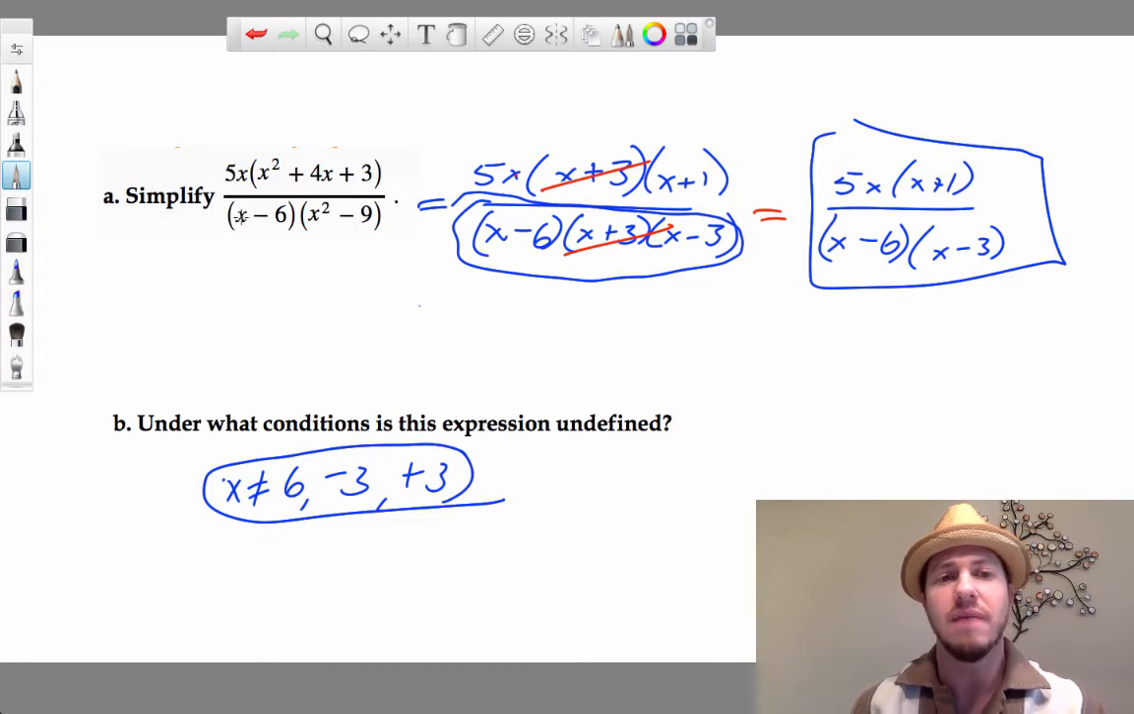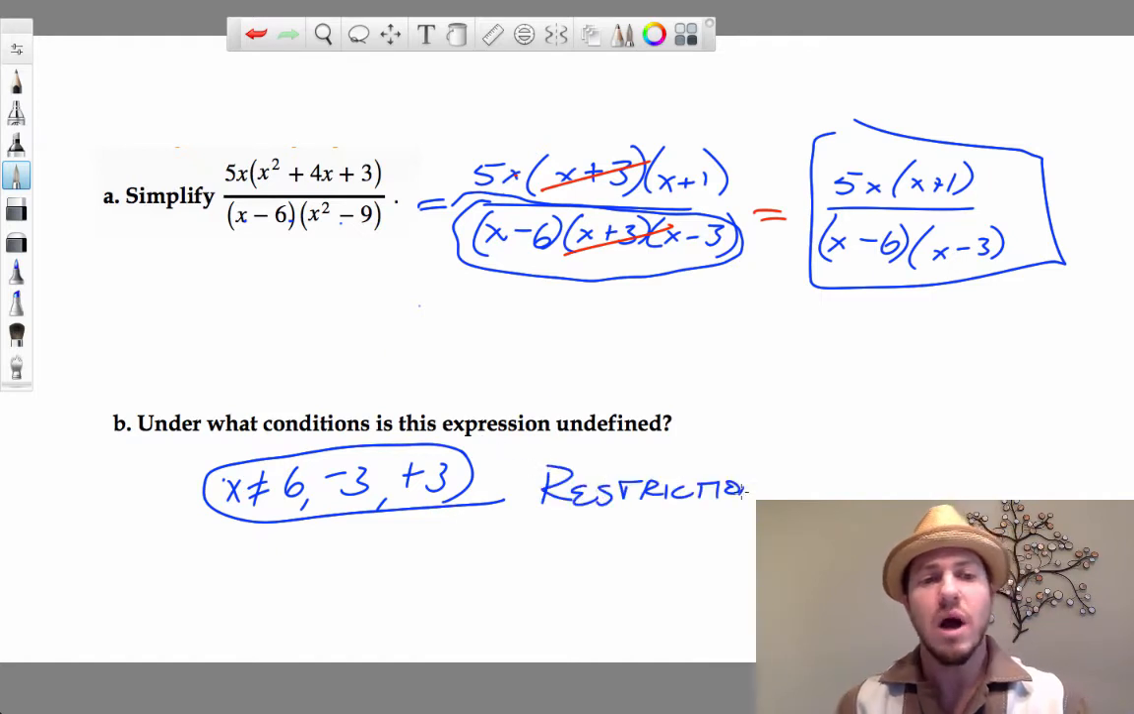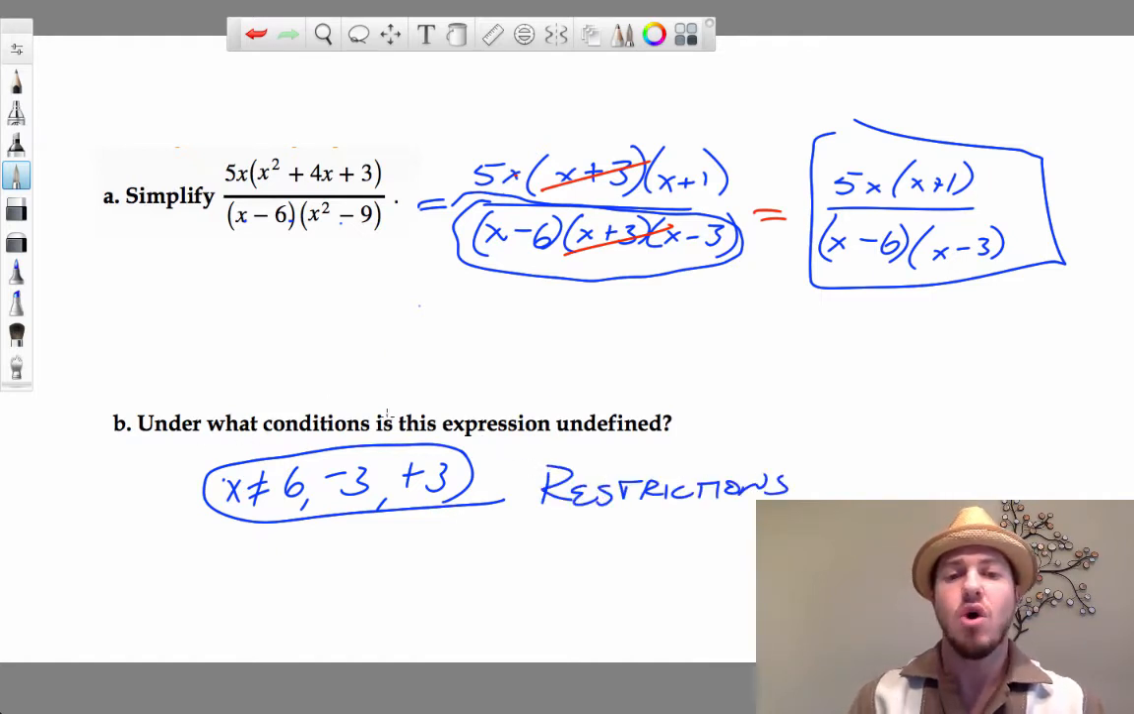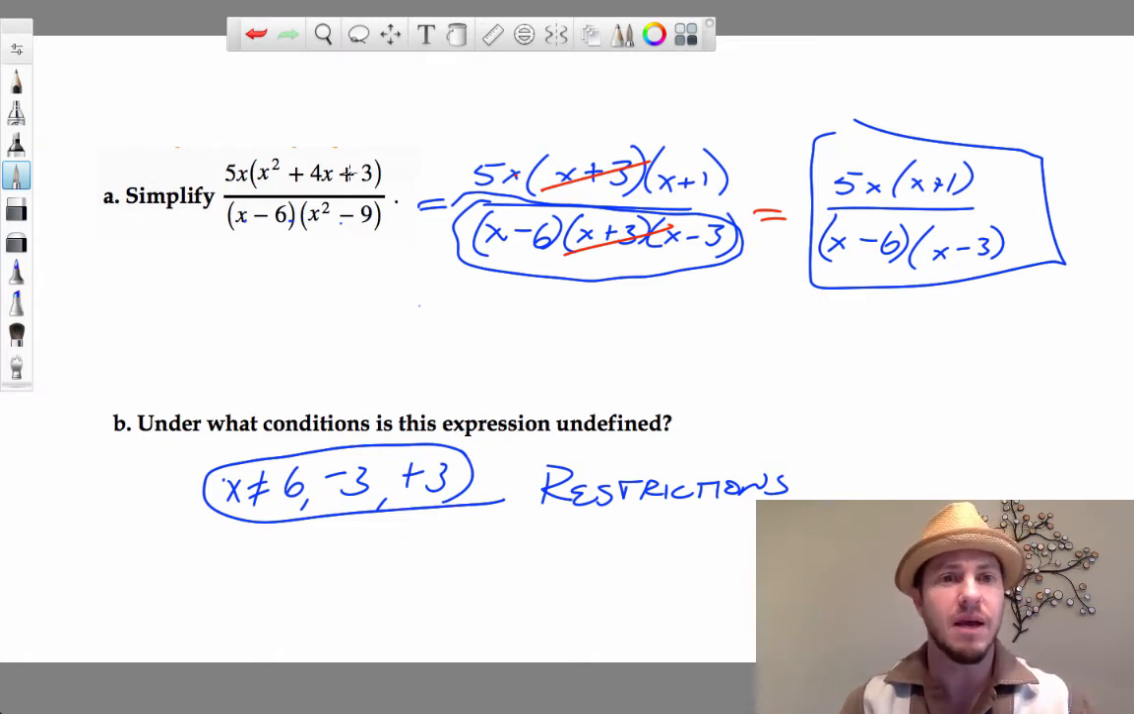Because if x is any of those values, when I plug it in, if I plug in 6 here, that makes 6 minus 6 is 0. Doesn't matter what this one is, 0 times anything, it would make the denominator 0. These are also called your restrictions. You may see it as what conditions is it undefined, or the restrictions. They're both referring to the same thing.